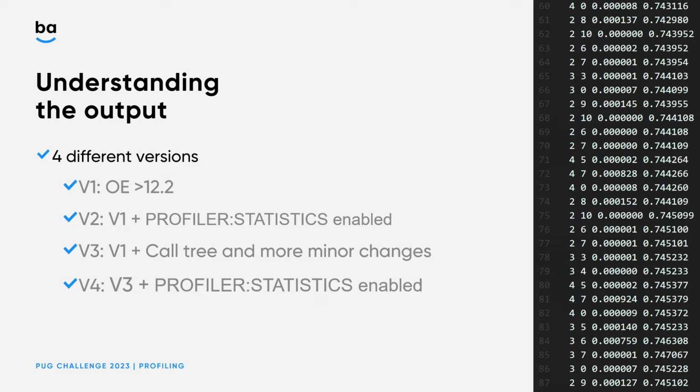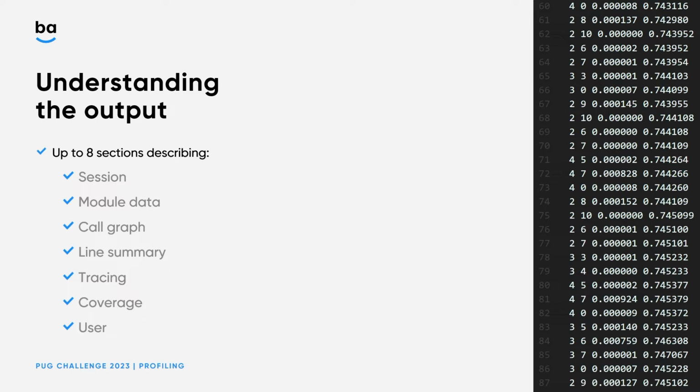Following up, the output, as I said, is just a bunch of numbers, a bunch of symbols, and there are 4 different versions now from 12.2. If you generate profiler files from 12.2, you would get version 3 or version 4. If you do it on previous versions, you would get version 1 or version 2. The main difference between 2 and 4 versus 1 and 3 is when you enable profiler statistics. So that's a minor difference here. And there are 8 main sections describing data. In this file, they are separated by dots, and you can see session, module data, call graphs, line summary, tracing, coverage, and user. So a lot of data, and it's quite hard to try to look into it yourself.